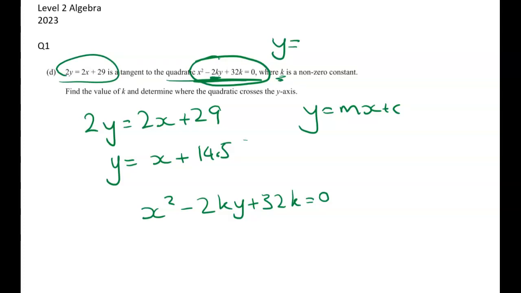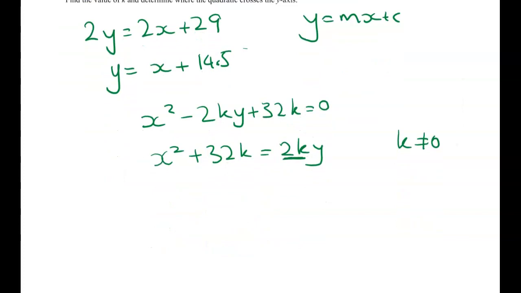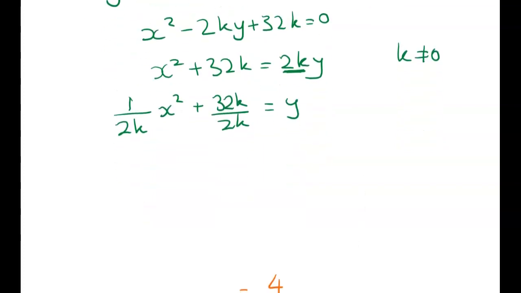Making y the subject here first, we get x squared plus 32k equals 2ky. We know that k is not equal to 0, so we can divide both sides through by 2k. And I'm going really slowly here, we get 1 over 2k x squared plus 32k divided by 2k equals y. That gives me an equation for y that suddenly looks like a much simpler quadratic. y equals 1 over 2k x squared plus 16.